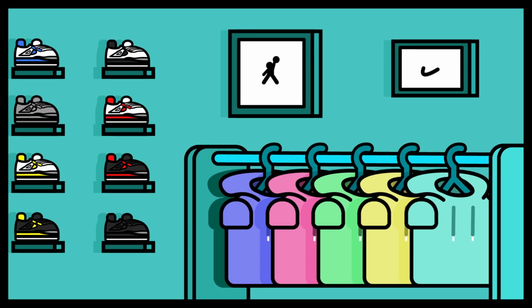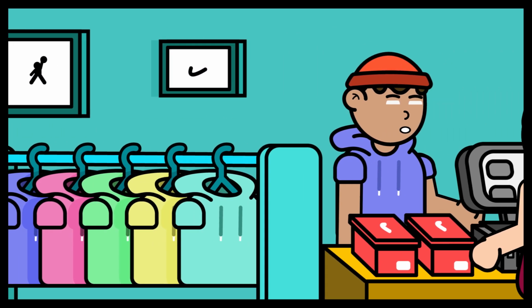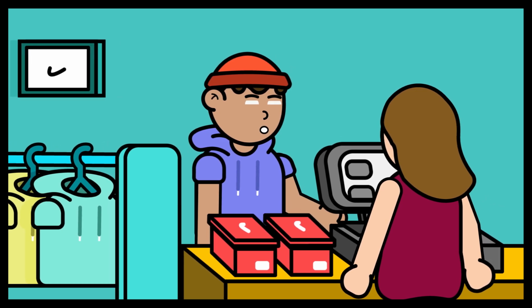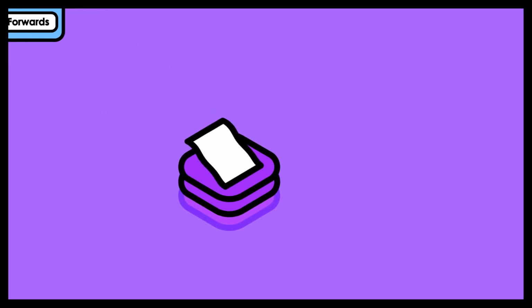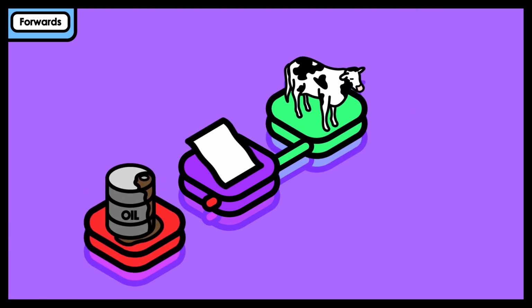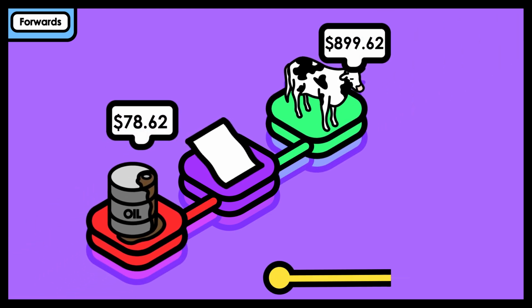A spot contract is like buying a product in a store. It can be bought and sold almost immediately. This differs from a derivative, which can be categorized into three different types of contracts: forwards, futures, and options. A forward contract is an agreement to buy or sell something at a fixed price in the future.